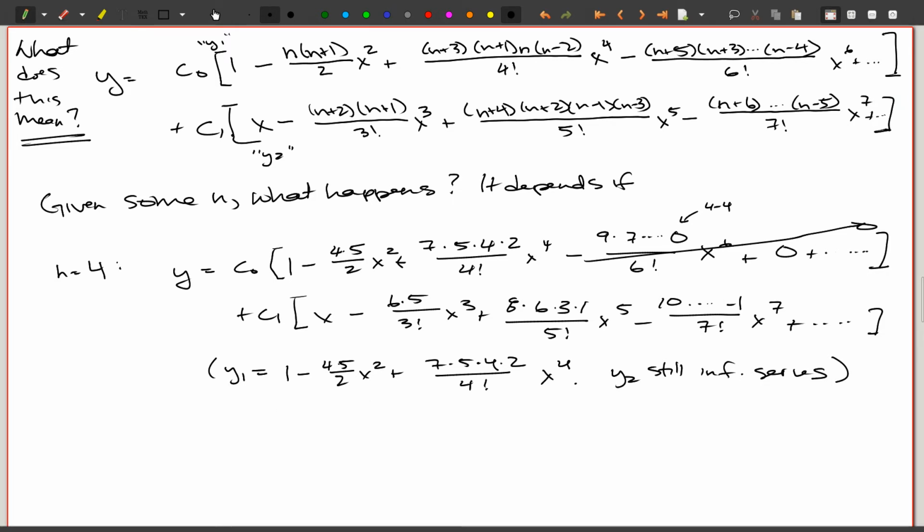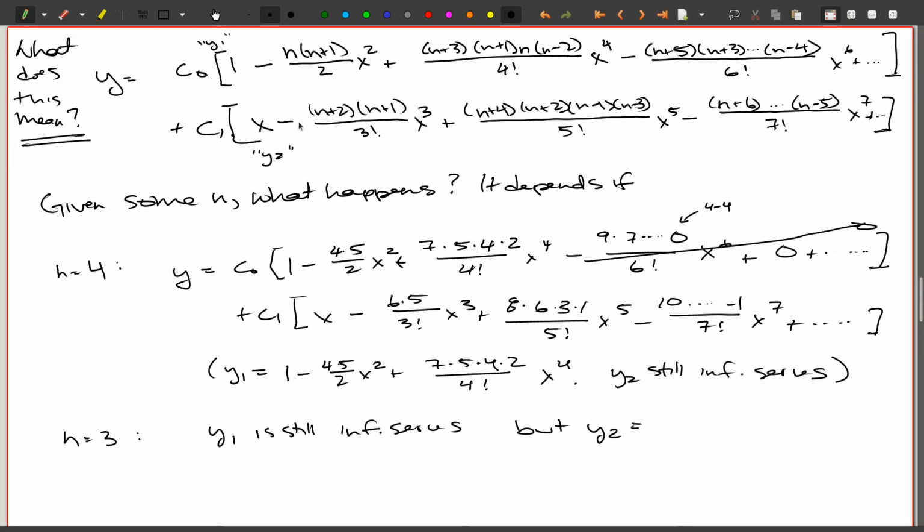And it's going to be the reverse story if you think about n equals 3. You're going to have that y1 is still an infinite series, but y2 will stop, and it's actually going to get caught up after just the second term right here. When you get to here, you're going to have n minus 3. So 3 minus 3 becomes 0. Everything after it is 0. So y2 is just x minus 5 times 4 over 3 factorial x cubed. It's been truncated.